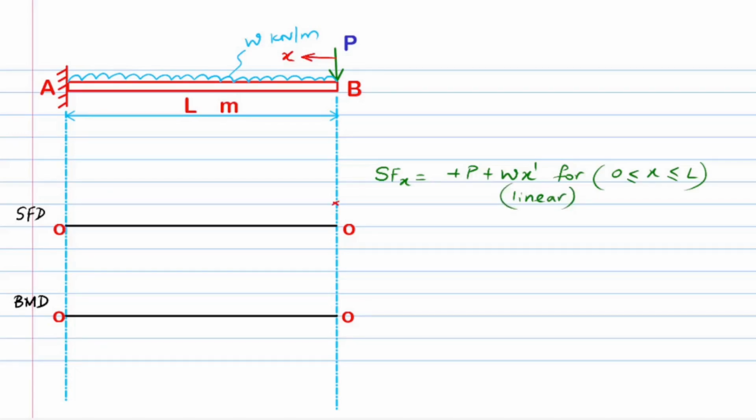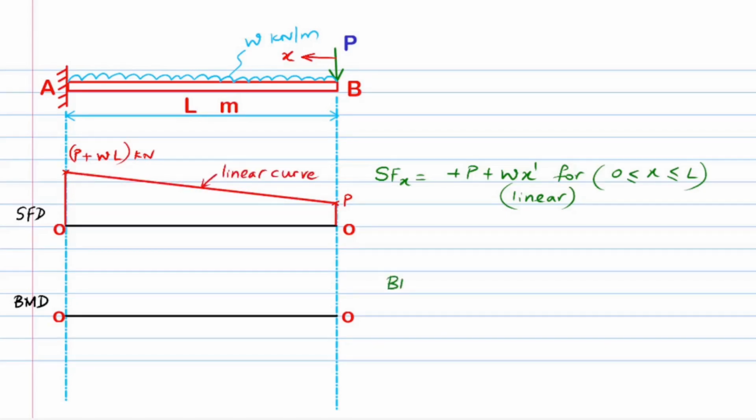The shear force value for x equaling 0, that is the free end B, is found to be plus P, and for x equaling L, that is the fixed end A, is found to be plus P plus W times L kilonewtons, which is also the shear force maximum value. We plot the same and name the locus a linear curve.